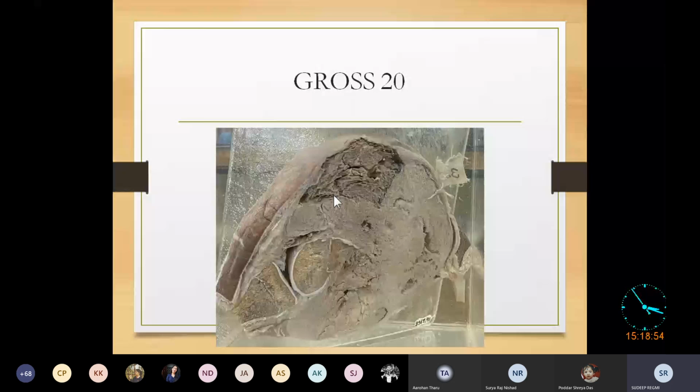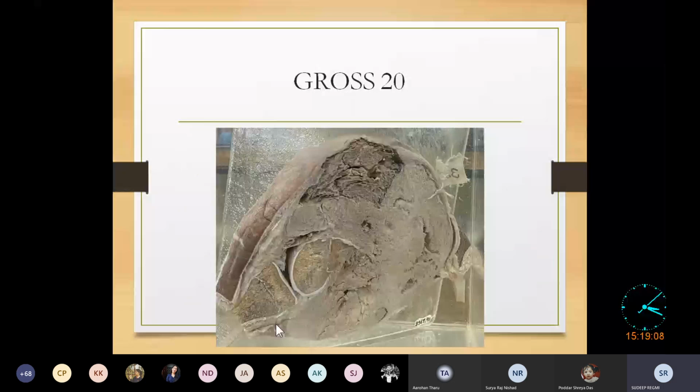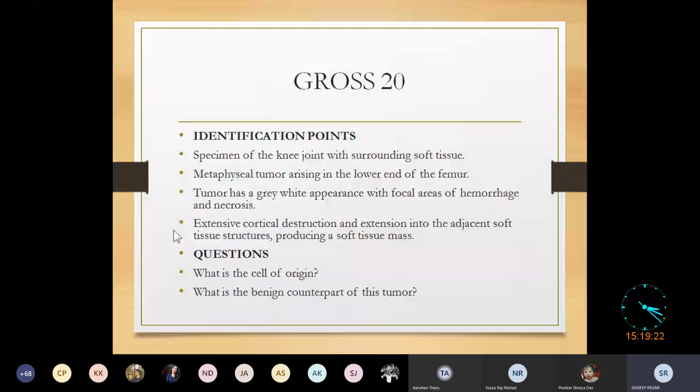which you talked about. So you have to say this is the specimen of the knee joint with surrounding soft tissue, and there is a metaphyseal tumor arising in the lower end of the femur. Here you can see there is no tumor towards the tibial side. The tumor is in the metaphysis of the lower part of the femur. Here the tumor has a gray white appearance with focal areas of hemorrhage and necrosis, and extensive cortical destruction and extension into the adjacent soft tissue structures producing a soft tissue mass.